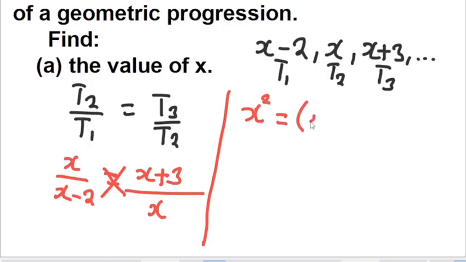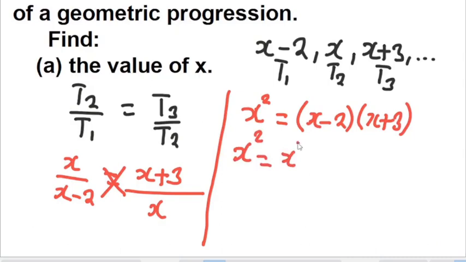So I'll write it here, x minus 2 times x plus 3. From this side we can write x squared is equal to, so this x times this x is going to give us x squared, x times positive 3 gives us positive 3x, then negative 2 times x gives us negative 2x, then negative 2 times positive 3 gives us negative 6.